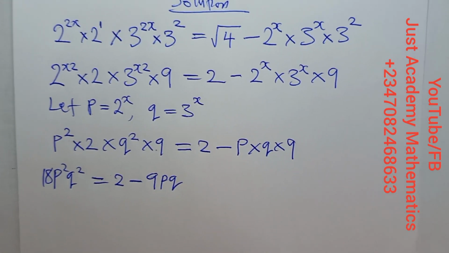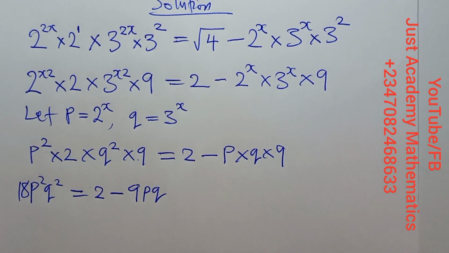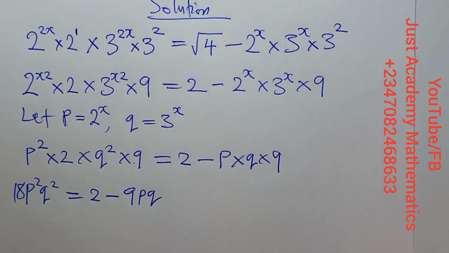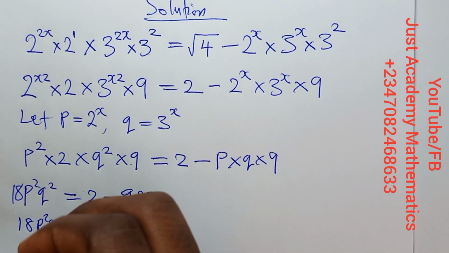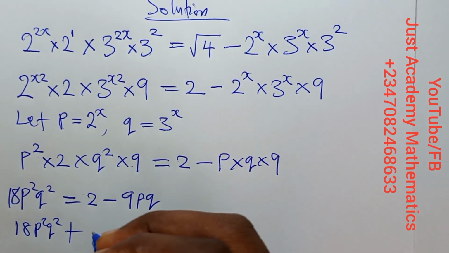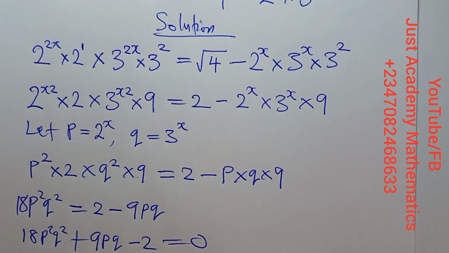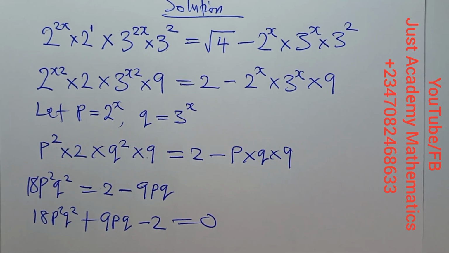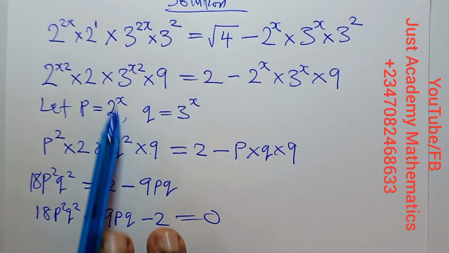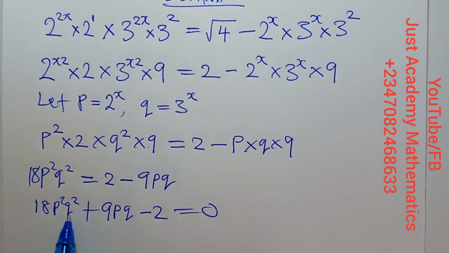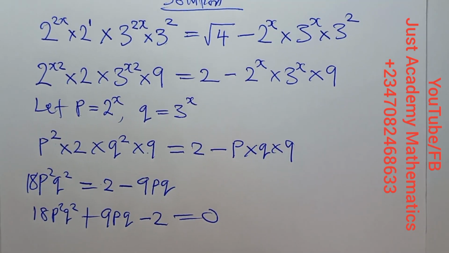So we have a quadratic equation with regard to p and q. So what this means is that we have 18p squared q squared plus 9pq minus 2 is equal to 0. For us to be able to solve this also, remember that pq is 2 to the x times 3 to the x, which we can combine. But before that, we can bring in another value so that it will be easier for us to solve, or we can solve it like that.